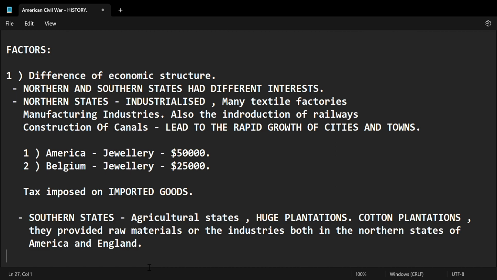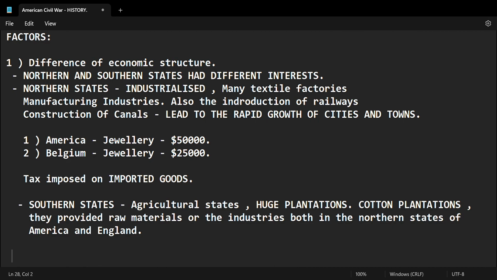Now, the cotton plantations provided raw materials for the growing industries both in England and the northern states. The southern states wanted tax-free trade with Britain to get cheap manufactured goods in exchange for raw cotton. So, what we had seen before, to have no competition, they put tax on imported goods. So, okay, the southern states did not want tax. Why? Why did they not want the tax?